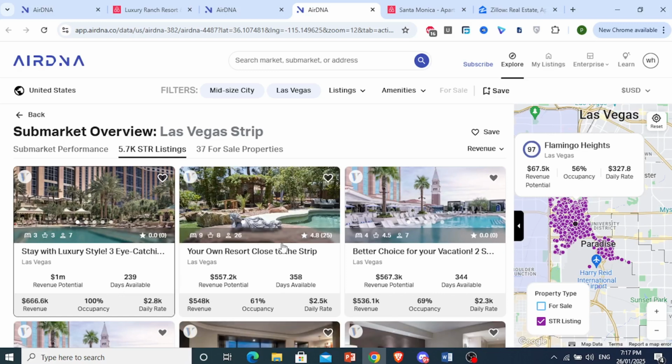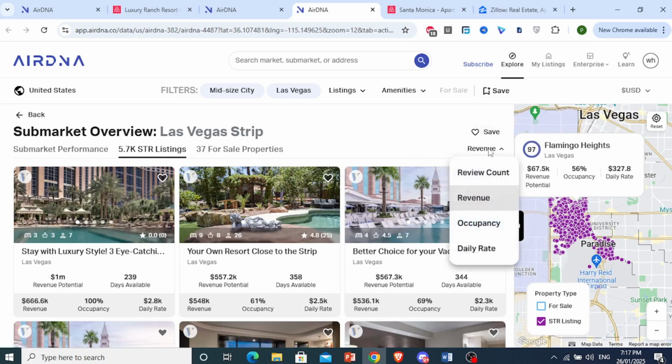This one has been there for a little bit, 25 ratings, 4.8 star rating. They have 9 bed, 8 bath, can have 26 guests. And as you can see, the revenue potential is about $557,000, and it is doing well. The revenue is almost at the potential, and it's occupied 61% of the time. The average daily rate is 2.5. So you can go ahead and sort these listings as well by maybe occupancy, daily rates.